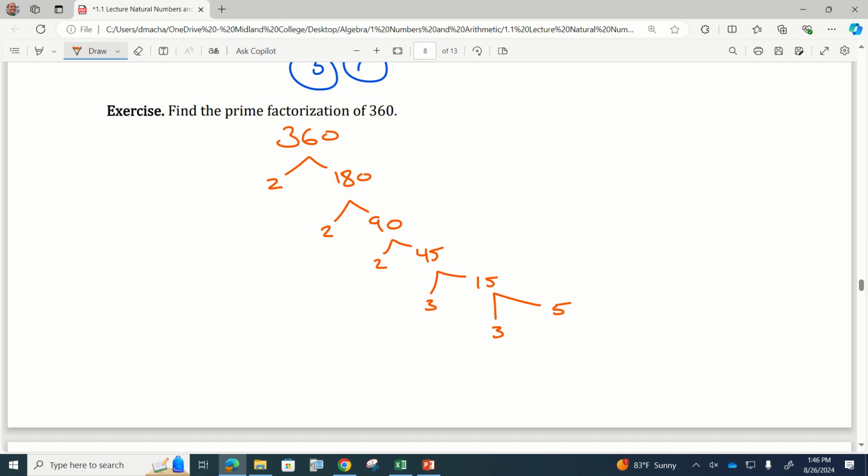Cool. So now again, I'm at the point where I have all prime factors. And the way I write this prime factorization is like 2 raised to the 3rd power, 3 squared times 5. So I've got 3 copies of 2, 2 copies of 3, and 1 5.